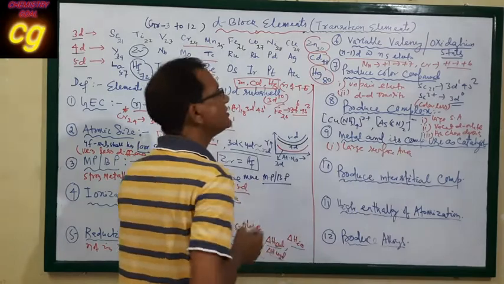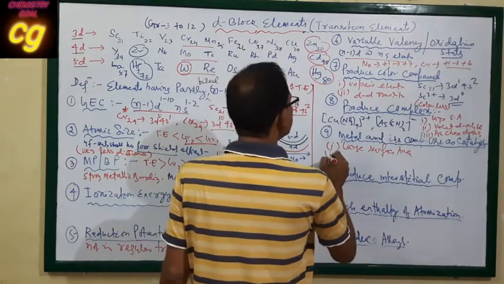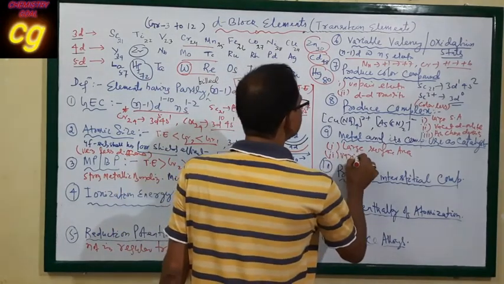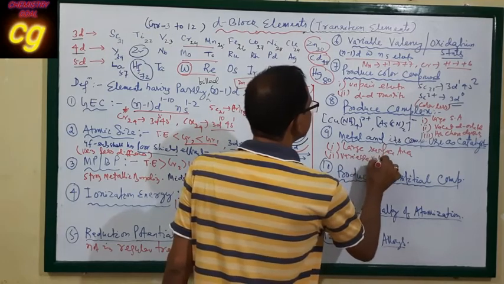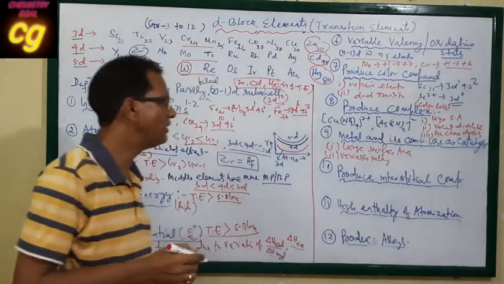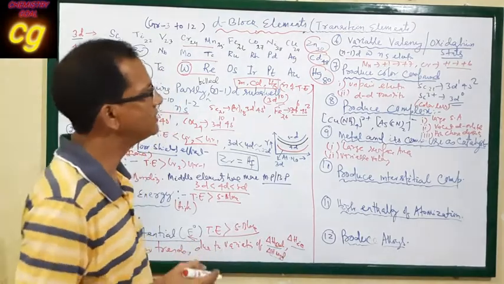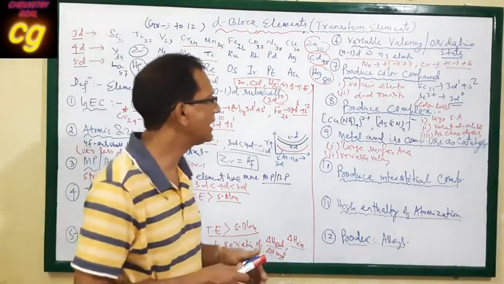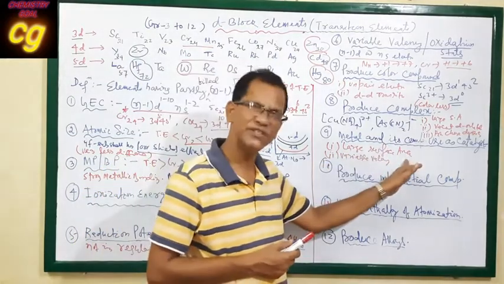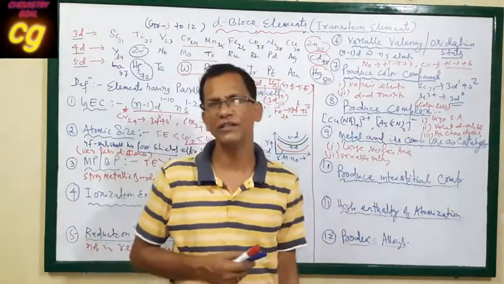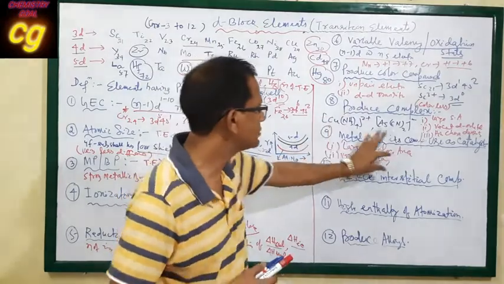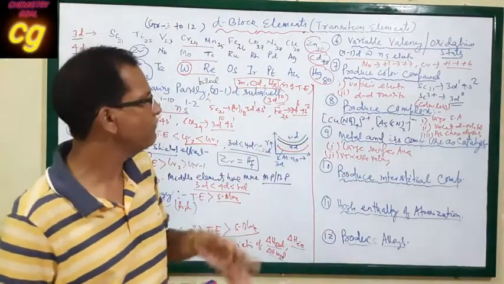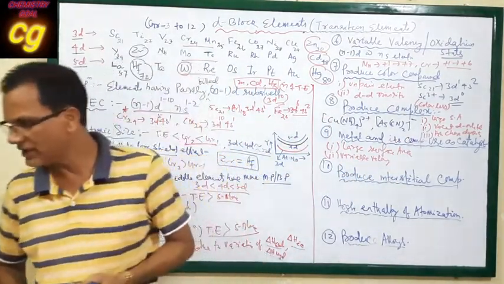Large surface area, variable valency. Due to variable valency, that's why they produce what? One is large catalyst, means large surface area is there, and a variable valency. These two cause large surface area and a variable valency. This thing, we can write this thing also.